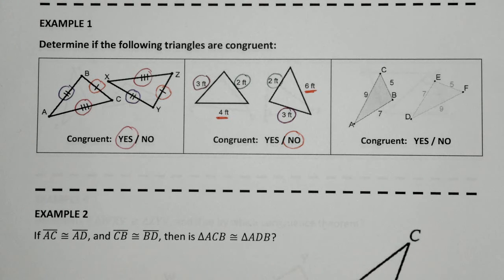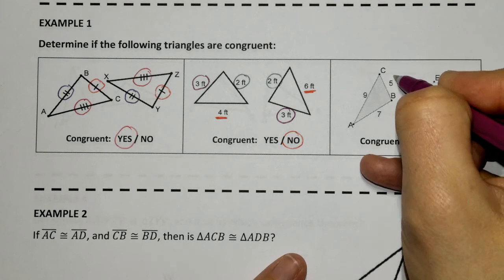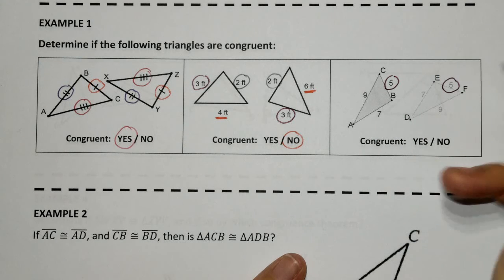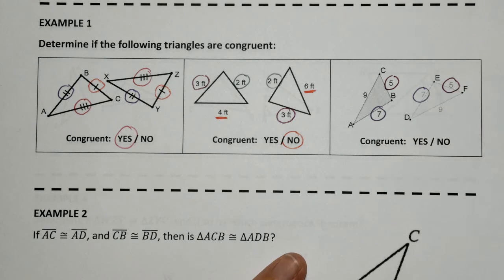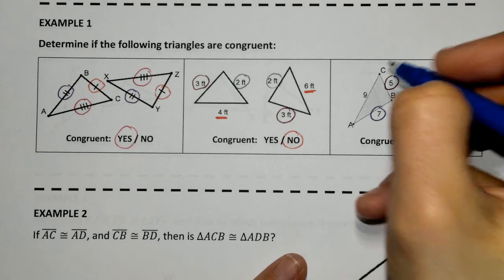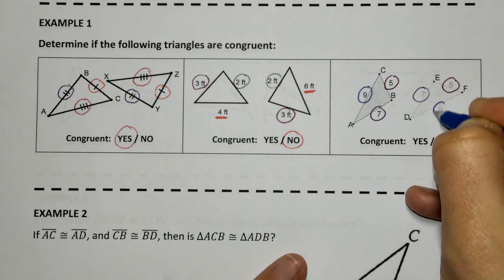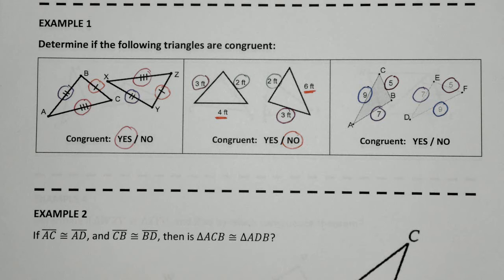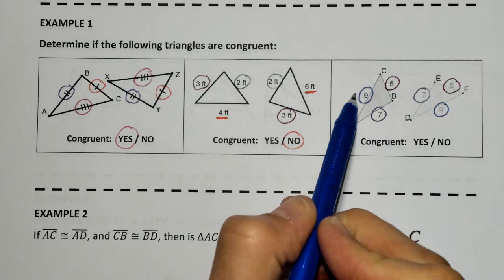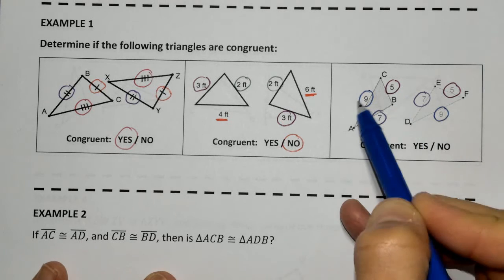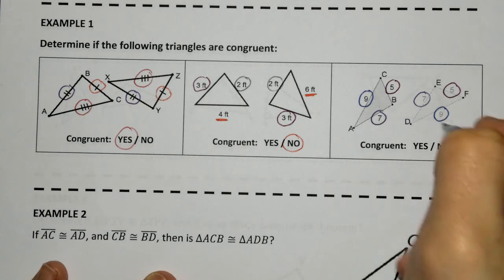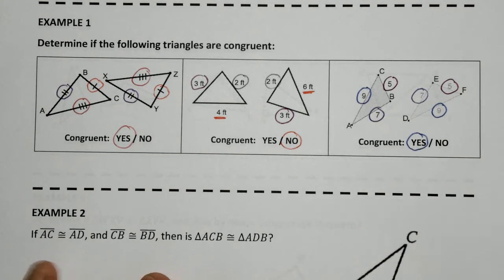The last one here, again, I see a 5 right here, and I see a 5 right here, so we've got one match. I'm seeing a 7 here and a 7 here, so we have two sides that are congruent. So far, so good. Then we take a look at our last side, and we have a 9 and a 9. Again, we don't have the tick marks, but we have number values. We see that our 5s match, our 7s match, and our 9s match. It doesn't matter whether it's the top, bottom, left, right. It just matters that they have a match, and each side of triangle ABC has a match over here. So we do have congruent triangles.